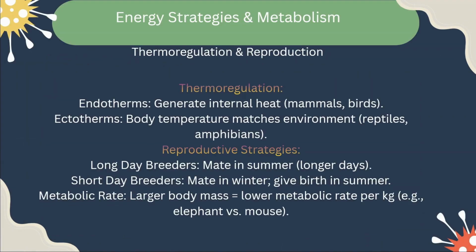Energy strategies and metabolism. So thermoregulation and reproduction. Thermoregulation has endotherms, which generate internal heat, like mammals or birds, or ectotherms. Body temperature matches the environment, like reptiles and amphibians. There's a few reproductive strategies.